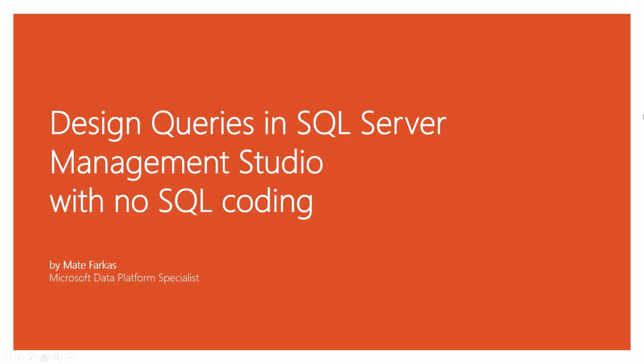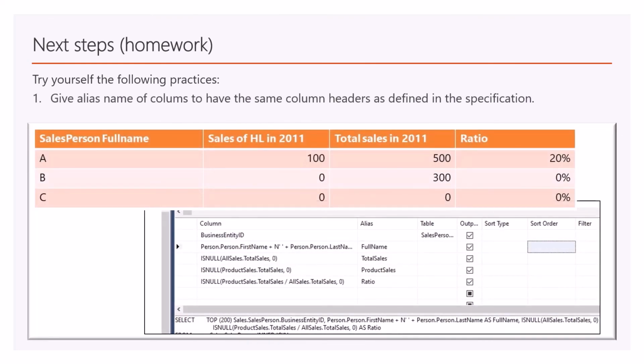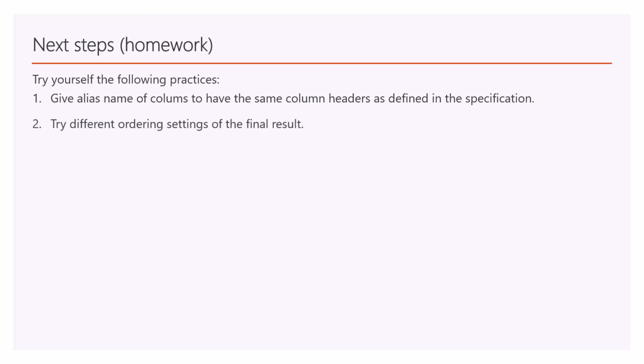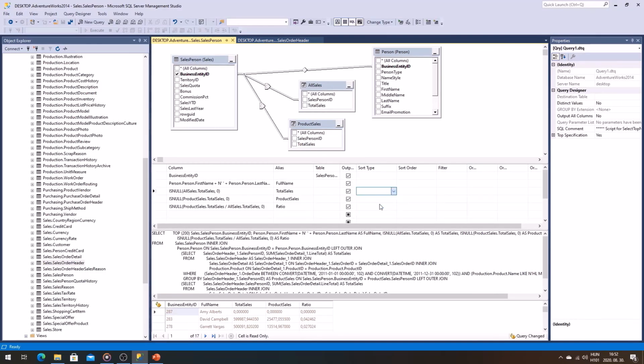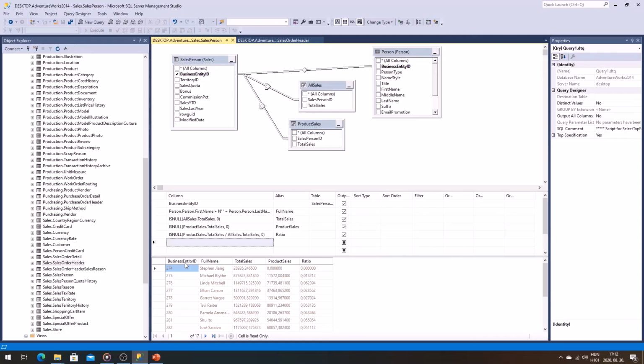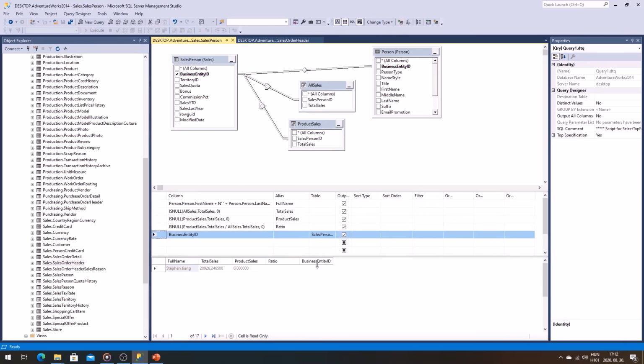Okay, what could be the next steps after that? For example, give alias names to columns to have the same column headers as defined in the specification. Or try different ordering settings of the final result. Or change the order of columns or column expressions in the result. Try to drag and drop row header buttons of expression lines in the criteria window.